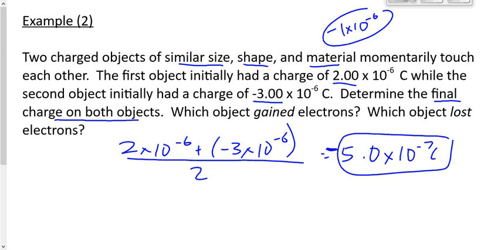The -3 was negative. It became less negative, so it must have lost electrons. One of them loses, one of them gains. The one that becomes less negative has lost. The one that becomes more negative has gained. So let's say that this one has gained electrons right here, and let's say that this one has lost electrons right here.